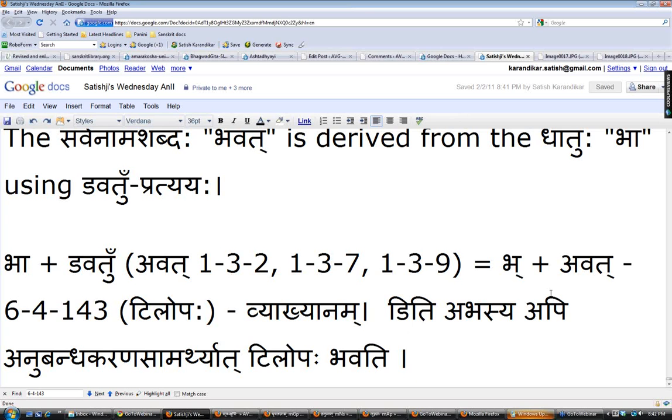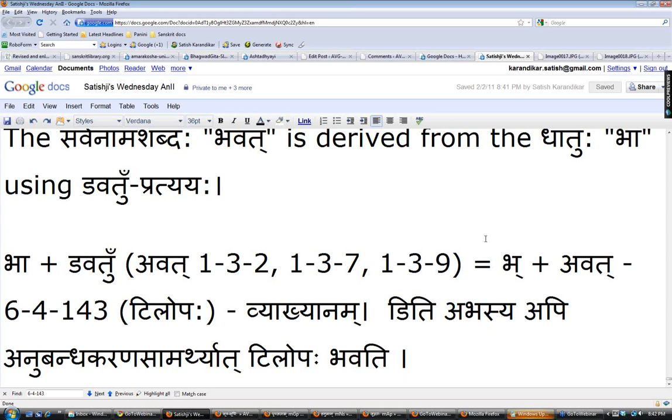But 6443 is in the bhasya adhikara. So it cannot be applied as it stands without the bha sanya for the angam. But the d does not have any other prayojanam, and it has to have a prayojanam. Anyatha it karanam vyartham syat. This will be useless. So the fact that Panini has put the d in it means that he intends ti lopa to be done. So diti abhasyapi anubandhakarana samarthya ti lopo bhavati.